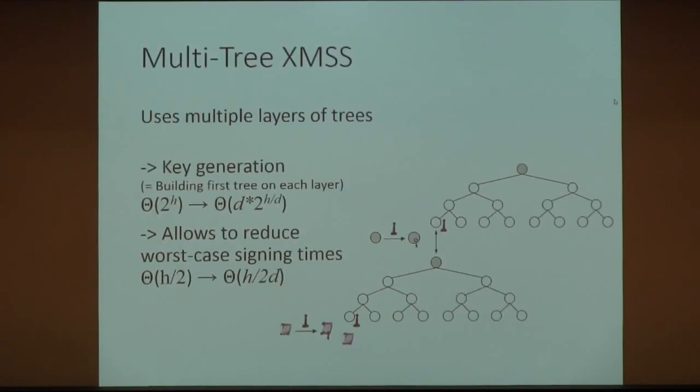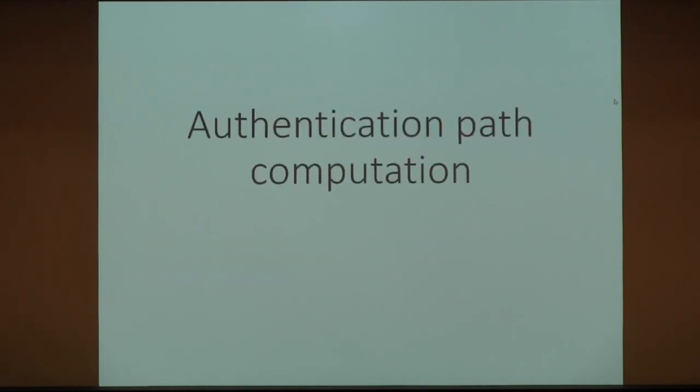Oh, and one advantage is actually that you can also reduce the worst case signing time. So that gets a lot cheaper. And the remaining trees you simply construct one by one while you're signing. Okay. Now, the worst computation part is actually the authentication path computation for these schemes.